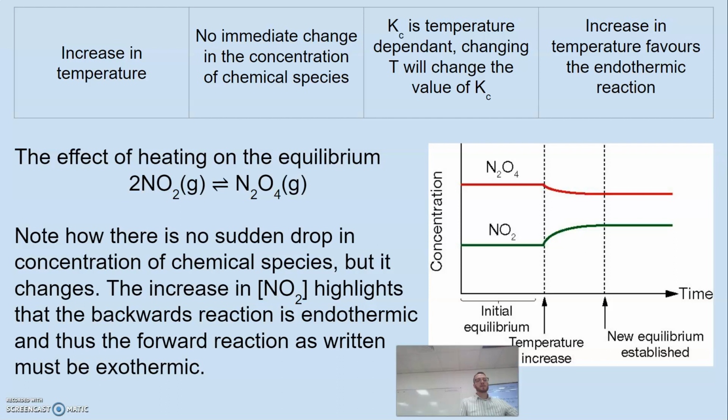So if we have an increase in Kc with an increase in temperature, it's endothermic. If we have the same effect, a decrease in Kc with a decrease in temperature, endothermic. If we have the opposing, so an increase in temperature with a decrease in yield of product, exothermic reaction. And as I've said there, the increase in the concentration of NO2 highlights that the backwards reaction is endothermic, and thus the forward reaction as written must be exothermic.